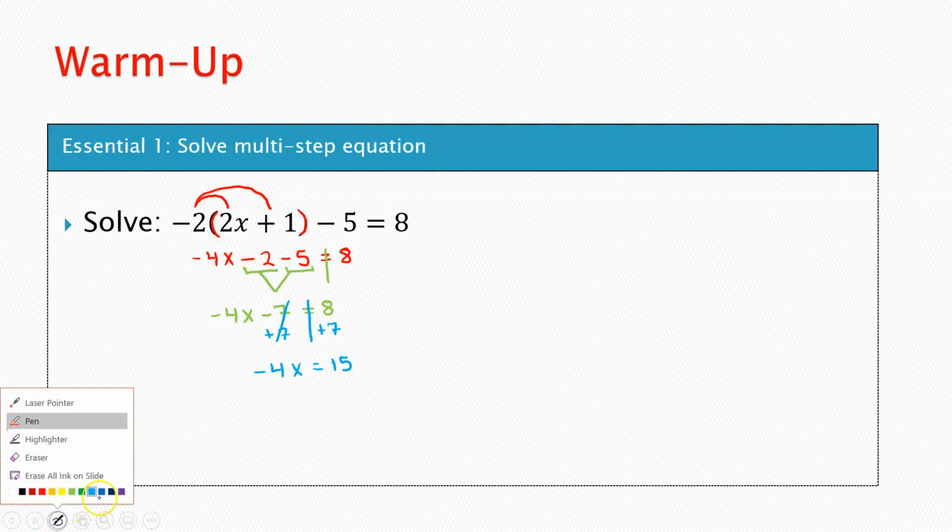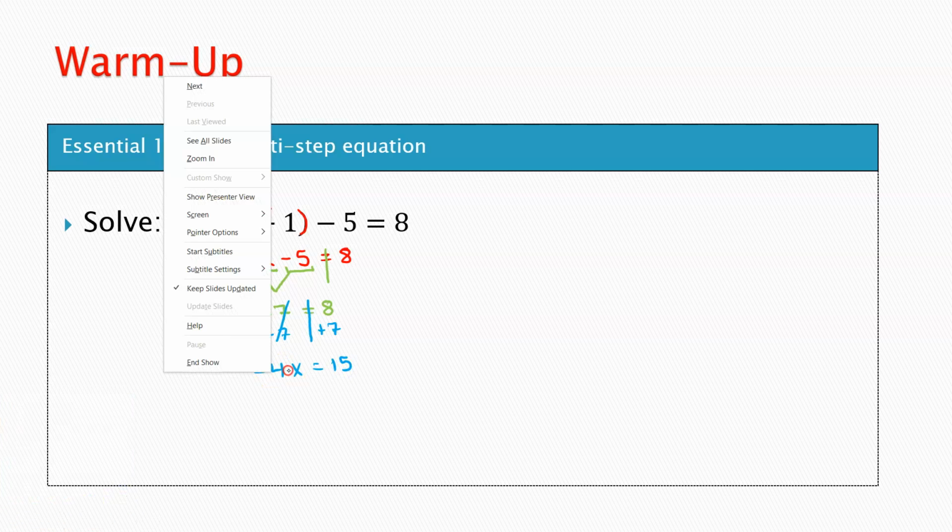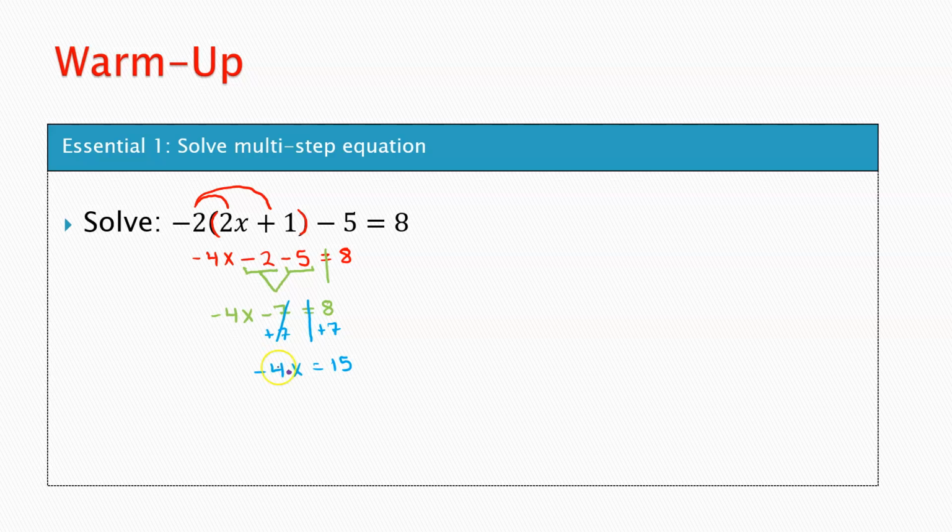We have one more thing we have to do here. That says negative 4 times x. So the inverse of multiplying by a negative 4 is to divide by negative 4. If we divide both sides here by negative 4, we get x is equal to, can I divide 15 by negative 4? Nope, it's okay. We're going to leave it as a fraction. And it's okay, you guys can leave it as a fraction. x equals 15 over negative 4.